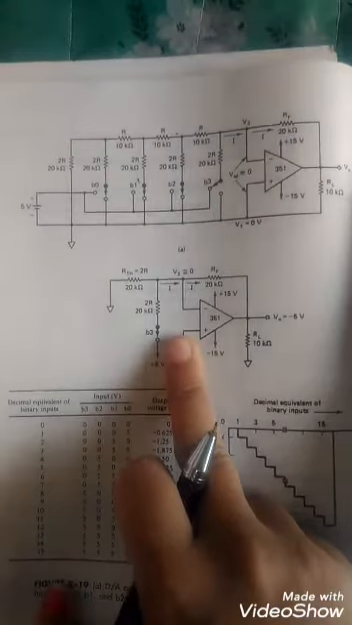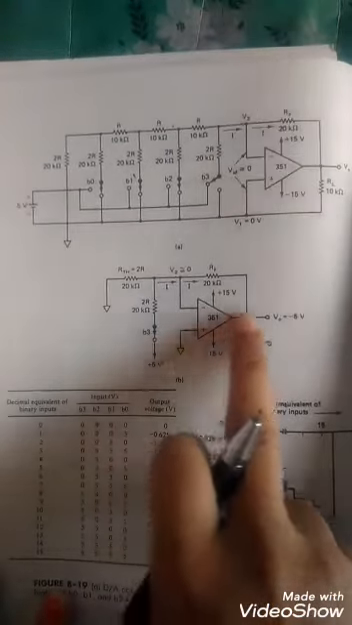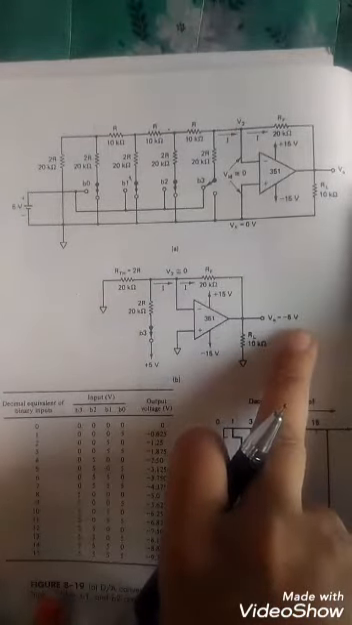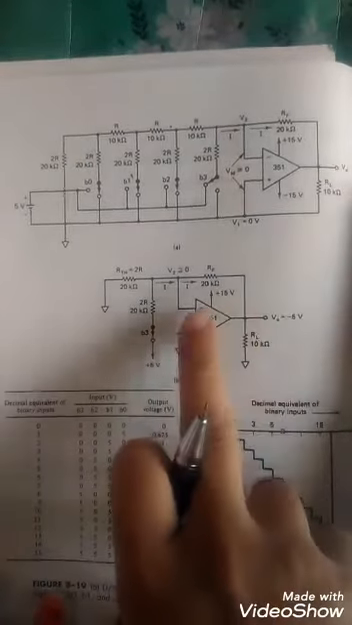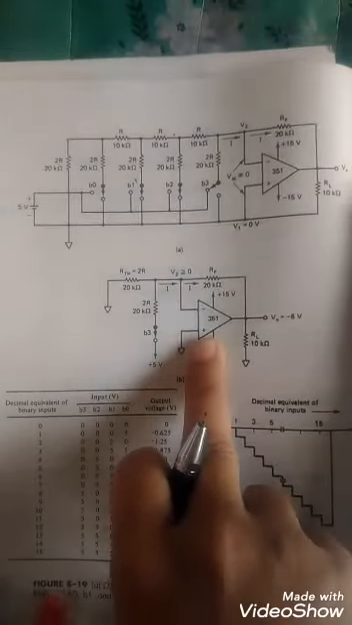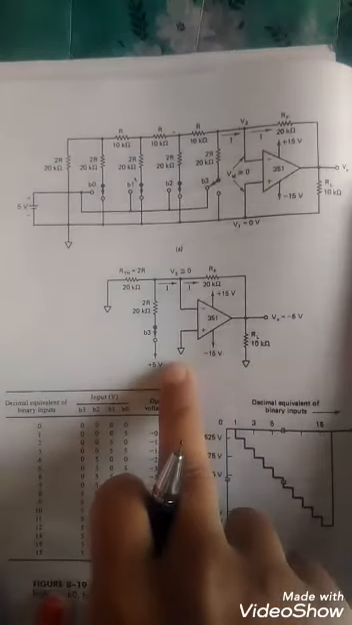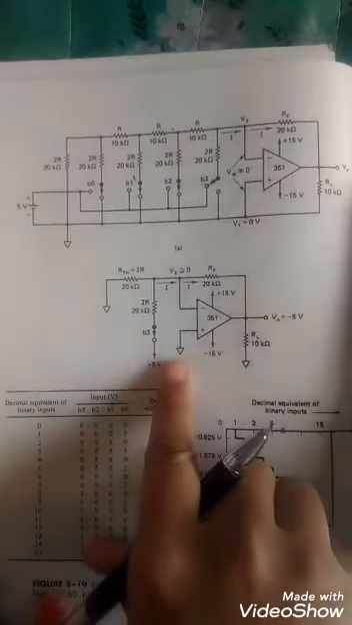Then what we need to do is collect the information for the output voltage, that is V0. How to do this? First, check the op amp. In this, the positive terminal, that is the non-inverting terminal, is connected to the ground. You can see the positive terminal is connected to ground.